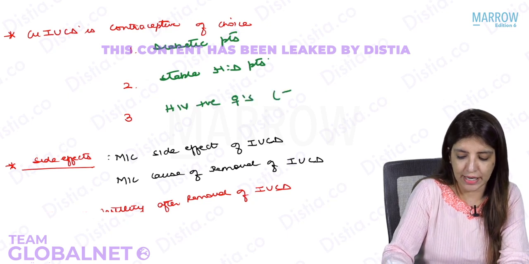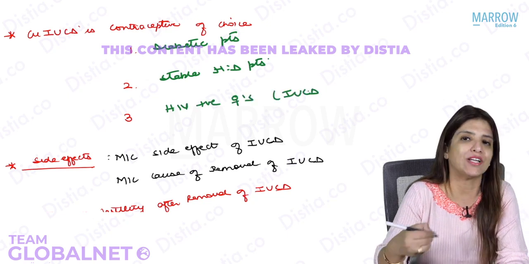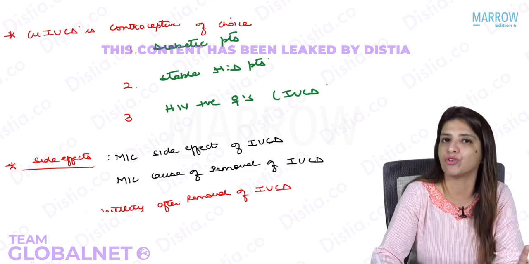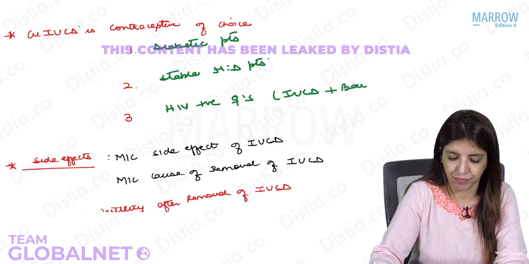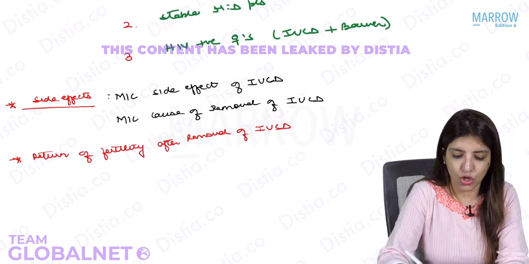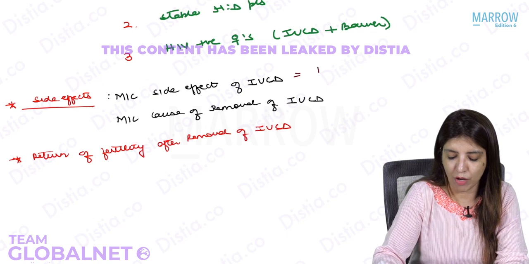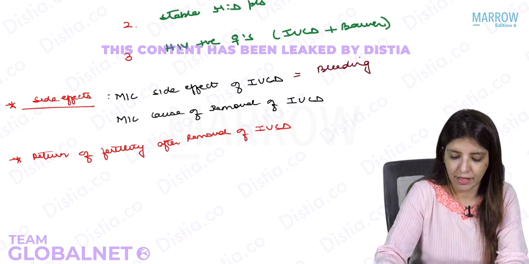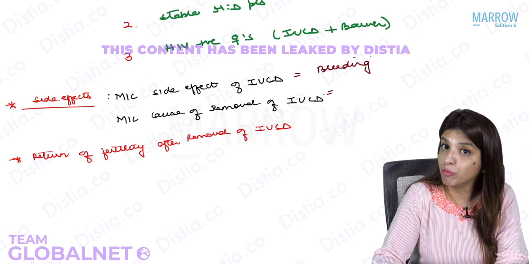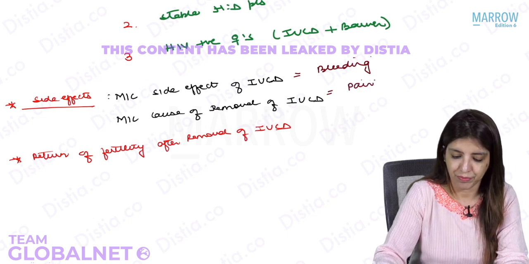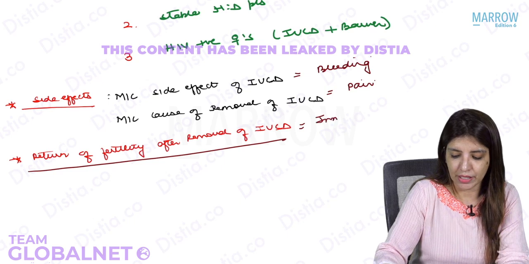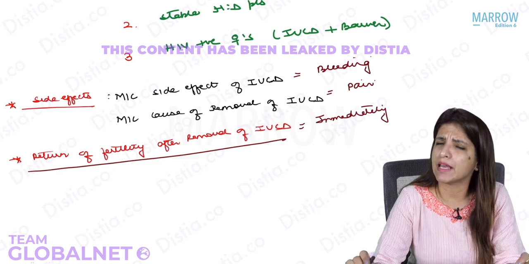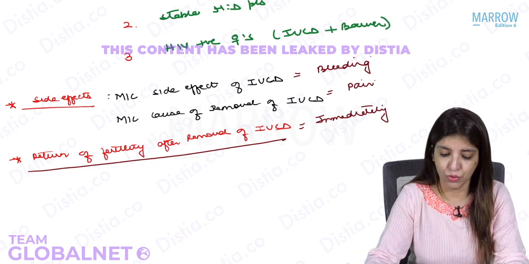As I told you, in HIV positive females, to prevent transmission of HIV, you are going to use a barrier. But for contraception, the best is IUCD. Right? What is the most common side effect of IUCD? The most common side effect is bleeding. But the most common cause of removal of IUCD is pain. When does fertility return after removal of IUCD? Immediately. Return of fertility is immediate after you remove IUCD.